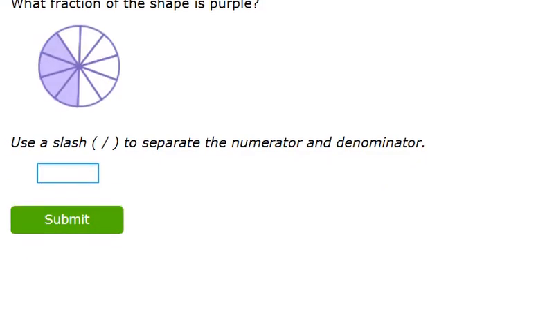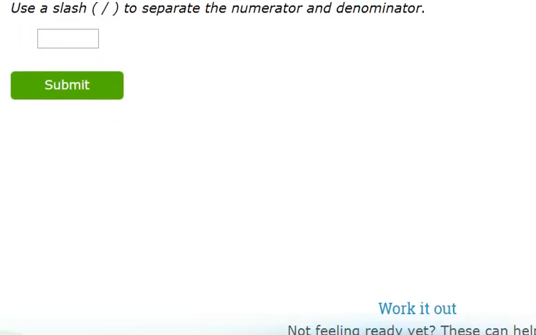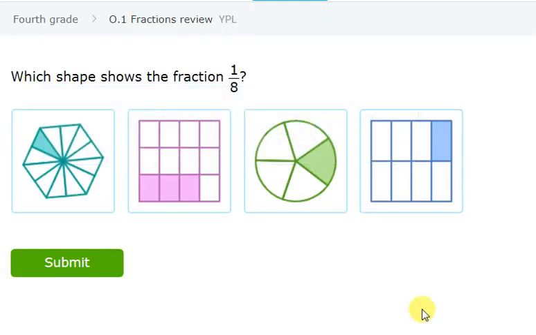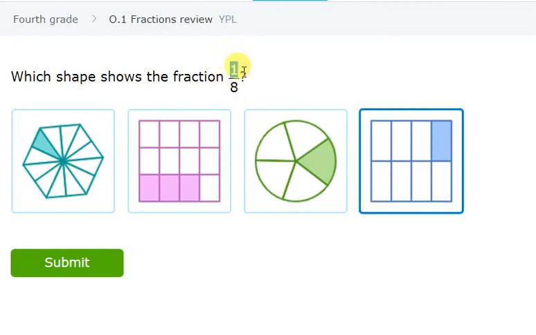Okay, let me make the question quite difficult so that we can discuss each and everything in this video. Okay, which shape shows the fraction 1/8? Now you are supposed to select out of these four figures which is 1/8. 1/8 means there should be one shaded part because 1 is in the numerator. So this figure has 1 in the numerator. This figure also has one shaded part, and this figure again has one shaded part. So out of these three figures, one should be 1/8.